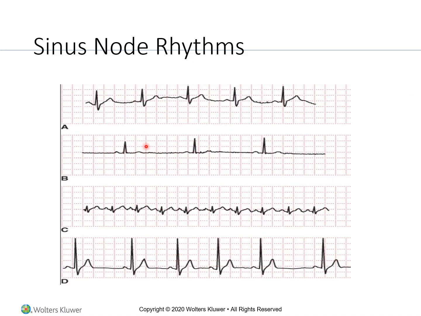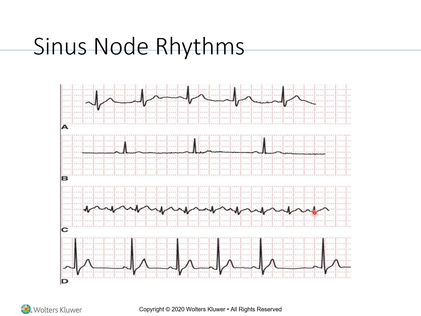So these are what some sinus rhythms look like on EKG. A is normal sinus rhythm. Remember that this is typically 60 to 100 beats per minute, and that's what that looks like on EKG. B is sinus bradycardia. This is when the electrical signal is still coming from the sinus node, but it's slower than 60 beats per minute.